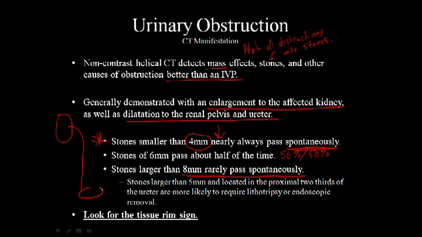here's the ureter, here's the bladder. So if you have a stone, let's say that this is 1/3, 2/3, and then this is the final portion. So if you have a stone that is in this area or above, and it's 5 millimeters or above, typically you're going to have lithotripsy or endoscopic removal to get it out.